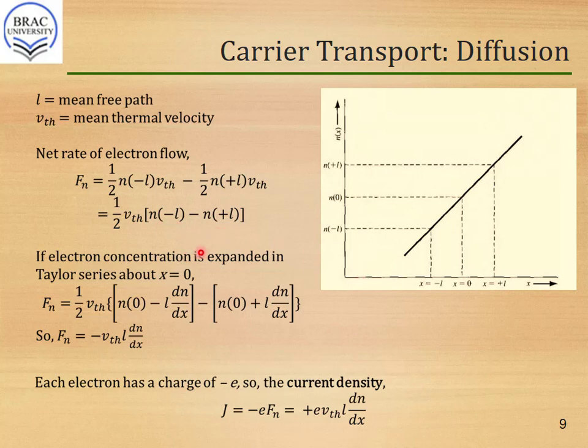Consider n of minus L and n of plus L. We can clearly see that n of plus L is greater. So this subtraction will result in some negative value, and negative value means Fn has a direction opposite of x, that means in the negative x direction. So we are aligned with what we have assumed earlier, that electrons will move in the negative x direction. Okay, so let's move on.